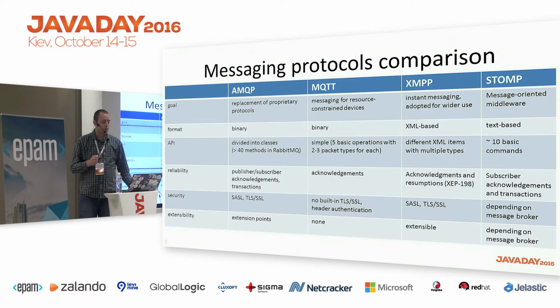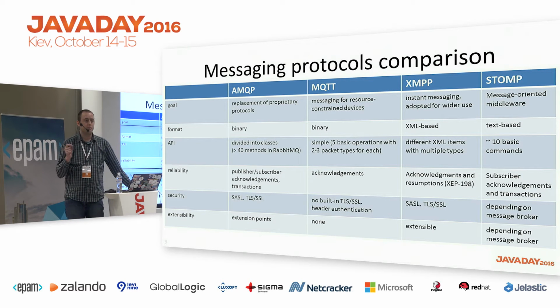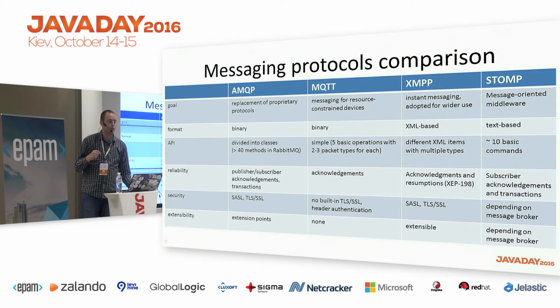And each type of operation has 2 or 3 specific packet types. For example, for sending a message to the broker, we have 2 types: a publish type of message and a publish accept type of message, which is sent back from the broker to the client.